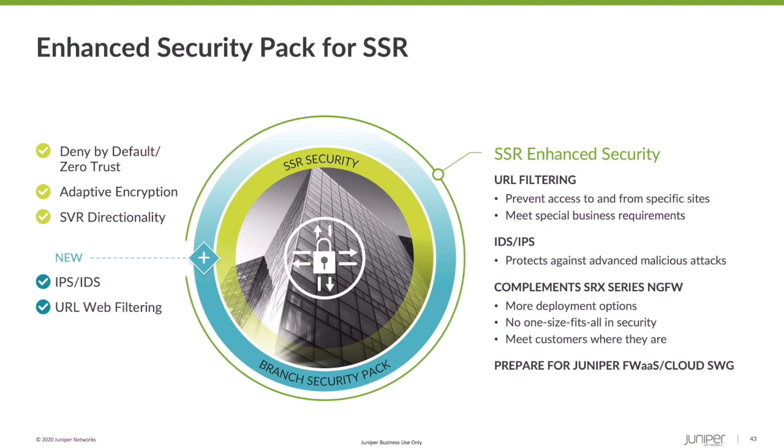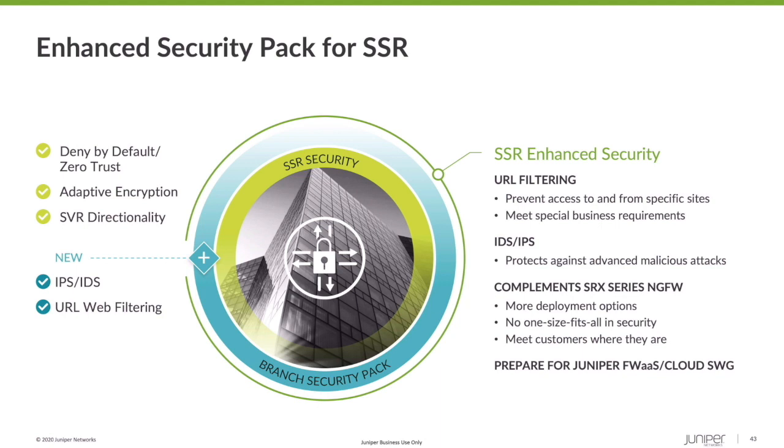zero trust access control. The Enhanced Security Pack adds more security features to your Session Smart Router, such as URL filtering to prevent access to and from specific sites, and IDP to protect against advanced malicious attacks. These features leverage the Juniper IDP signature database, providing state-of-the-art protection against the most up-to-date vulnerabilities. The database contains definitions of attack objects and application signatures defined in the form of an IDP policy rule set that is updated regularly. By automatically downloading the latest definitions and application signatures, the SSR is able to provide cutting-edge security solutions for your network.